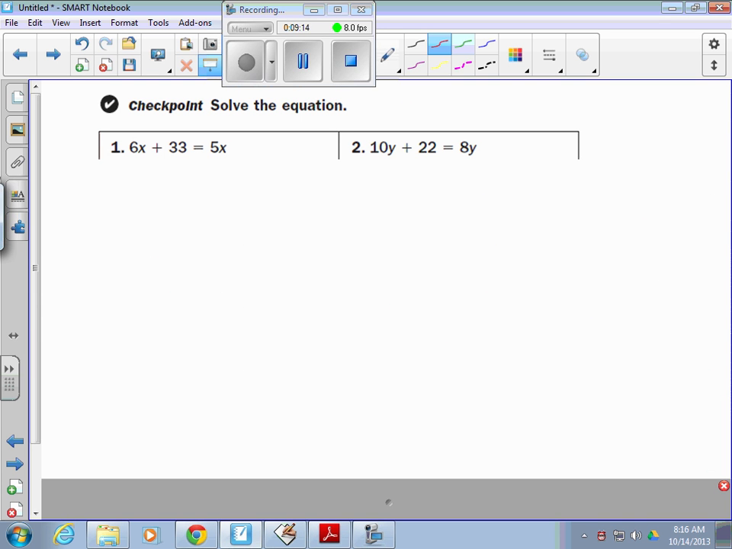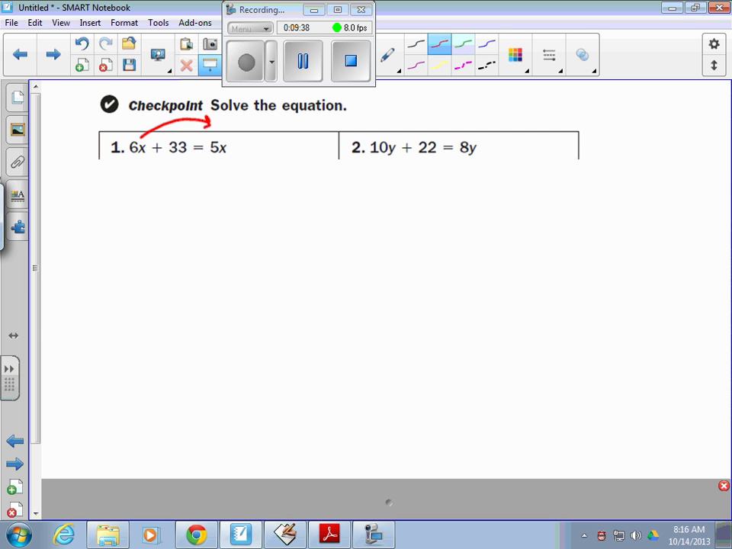Then we have checkpoint problems. 1: 6x plus 33 equals 5x. Now, typically, you'd want to use 6x is a higher value than 5x. So you'd want to move the smaller 5x over to the larger 6x side. However, there's only one constant term, 33, and it's on the left side of the equation. So move the 6x to the other side.